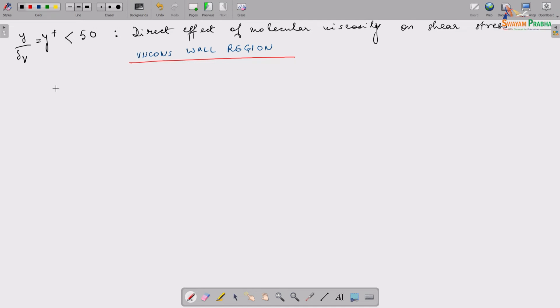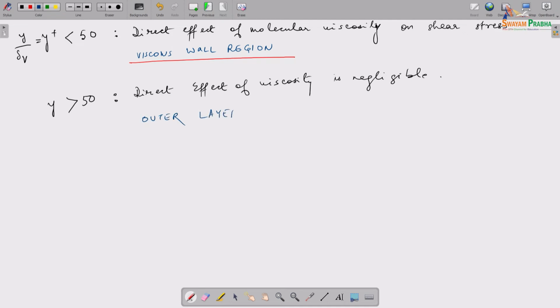Okay. Again, if Y is greater than 50, the direct effect of viscosity is negligible, and this layer is actually called the outer layer. This is the outer layer.